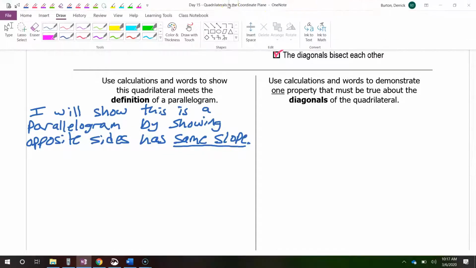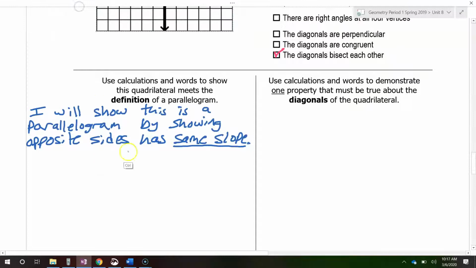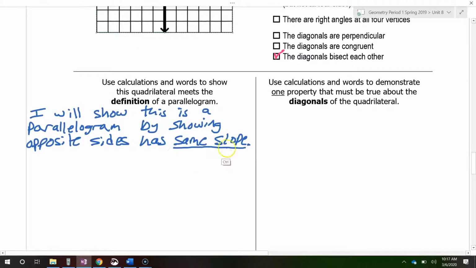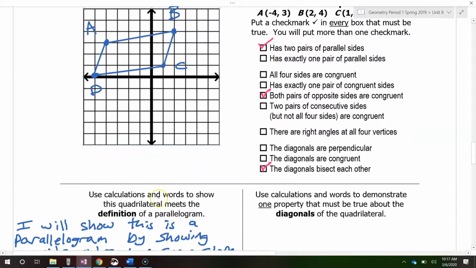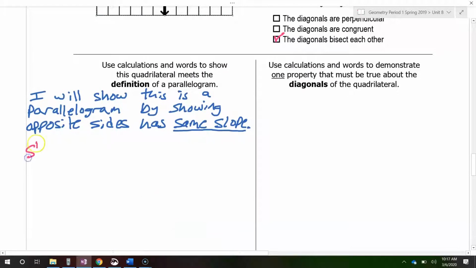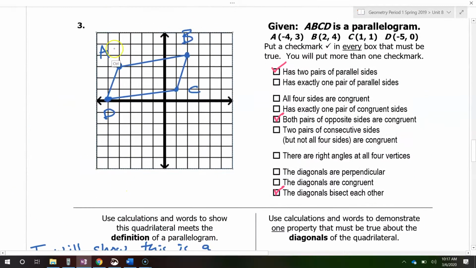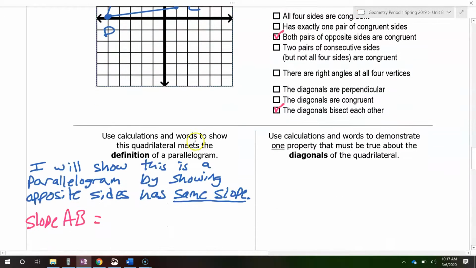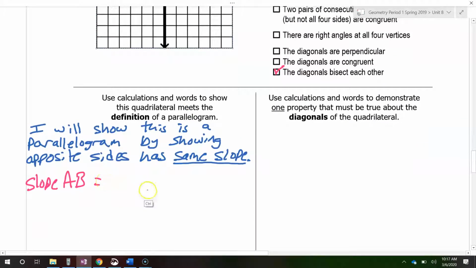Okay, now it's time for the main body, where I actually do what I said I was going to do. So slopes, we need to find all of the slopes. Let's do slope AB. Slope AB, rise over run. There's the rise, there's the run. Is this positive or negative? That's positive, positive 1 over 6.